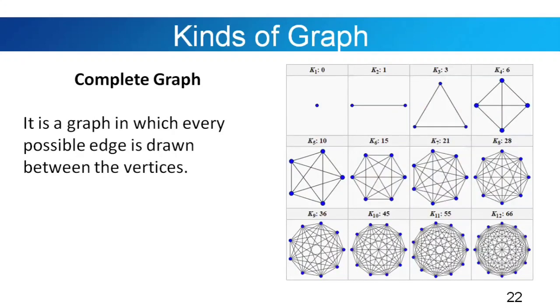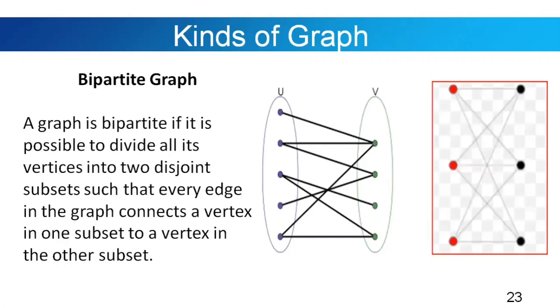Complete graph. It is a graph in which every possible edge is drawn between the vertices. On the picture, these are our complete graphs because we're able to draw every possible edge between our vertices.